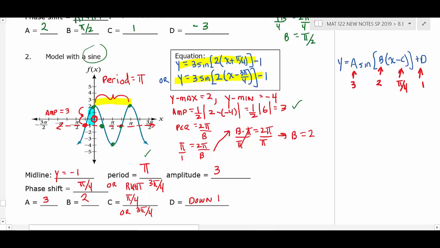Because remember, a sine starts here, hits the height, then goes through points like that. So you can think of that point as either phase shifting to there, or phase shifting to there. So I put it either as right 3 pi over 4 or left pi over 4, and I just went ahead and did it both ways.